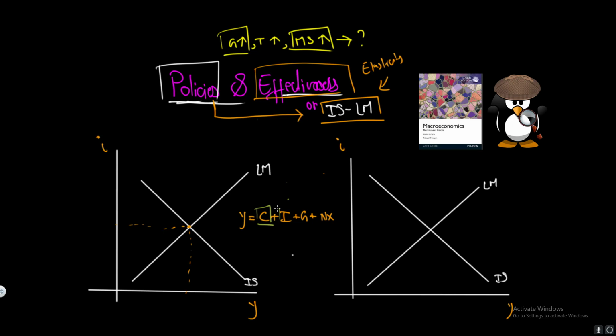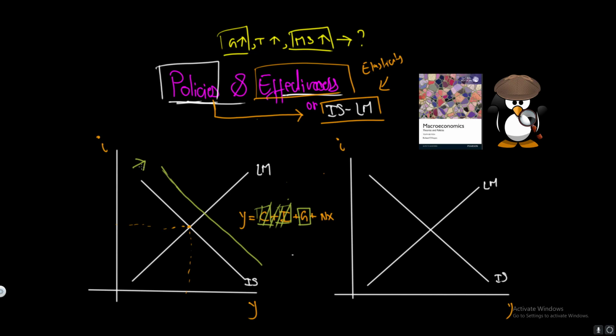The same thing goes with investment. However, we are not going to focus on consumption and investment as much, because these are not policies directly controlled by the government. The government directly controls government spending, and we understand that when the government spending increases, the IS curve shifts to the right.